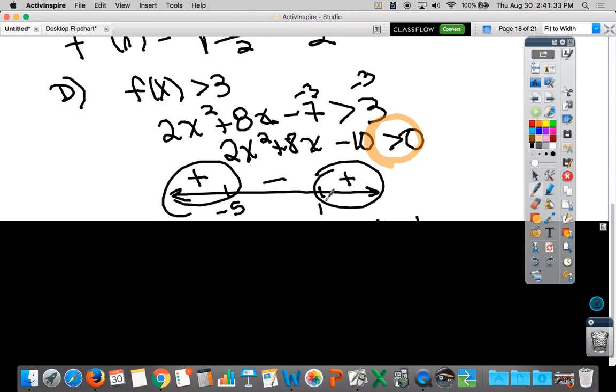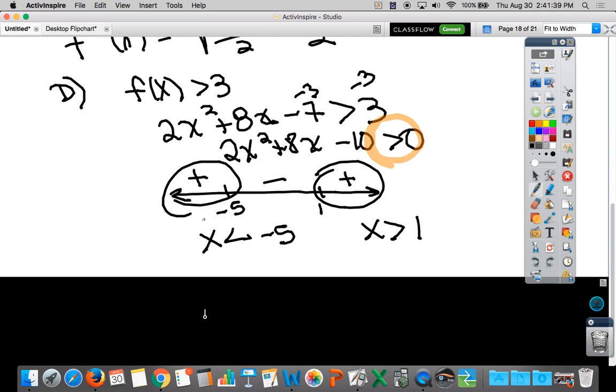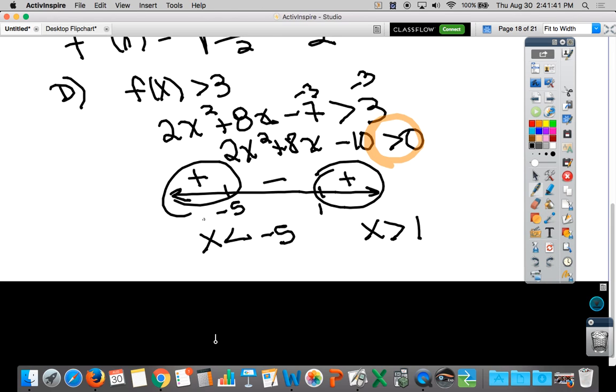So you set up the sign chart. This sign right here tells me that you want the positive sections of it, which will be x is less than -5, x is greater than 1. Okay?